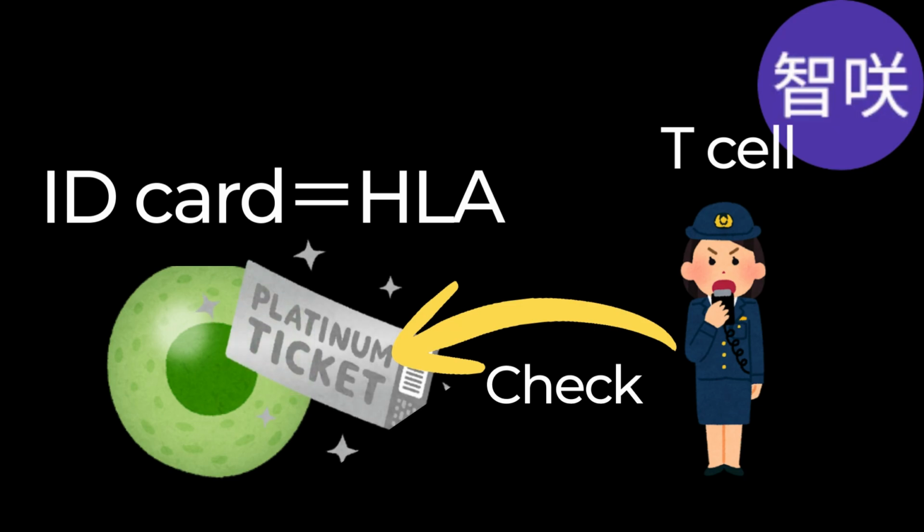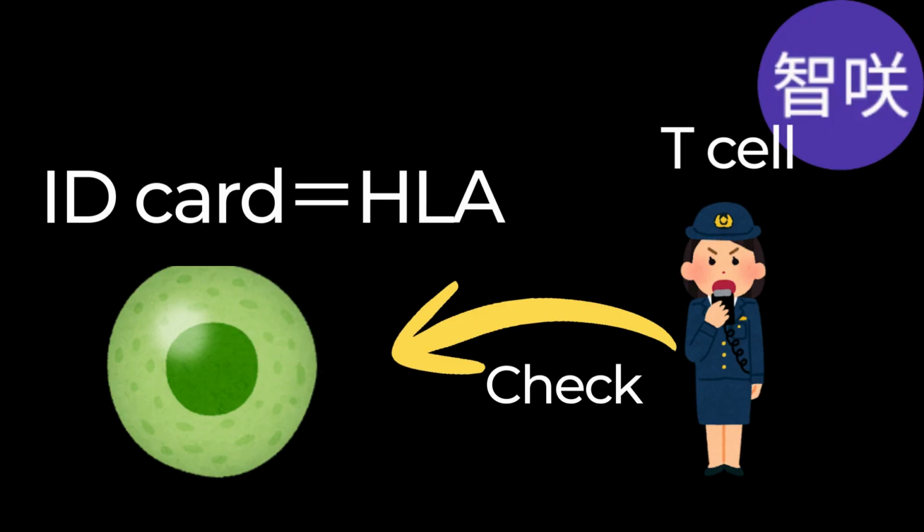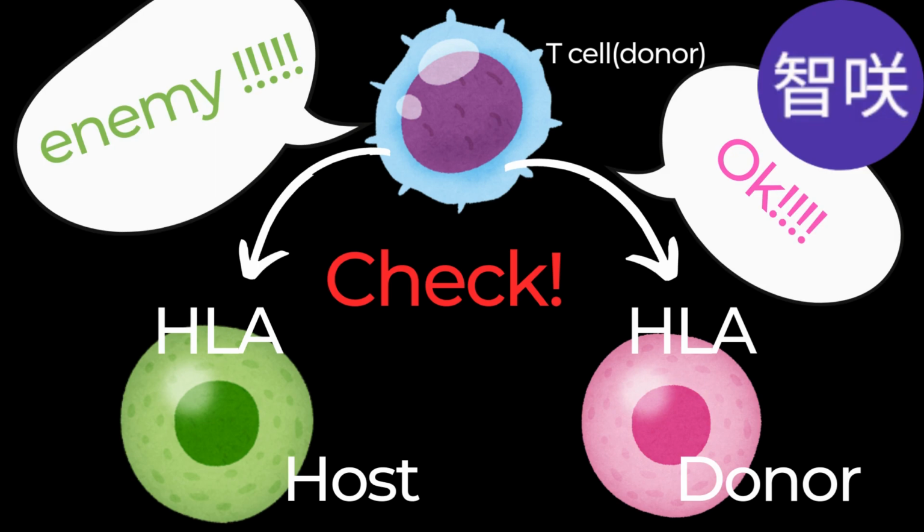Next, we will explain the mechanism by which GVHD occurs. Why do these cells attack? How do they know this isn't their home? It's all about ID cards. In medicine, we call these HLA, human leukocyte antigens. The donor T cells have a specific ID card. When they check the patient's cells, they realize the ID cards don't match perfectly. Because of this mismatch, the cells label the patient as a foreign invader and signal an attack. This inflammation is the cause of GVHD.